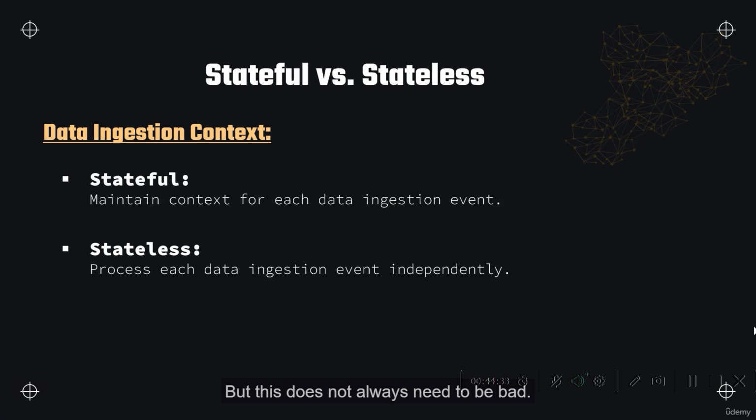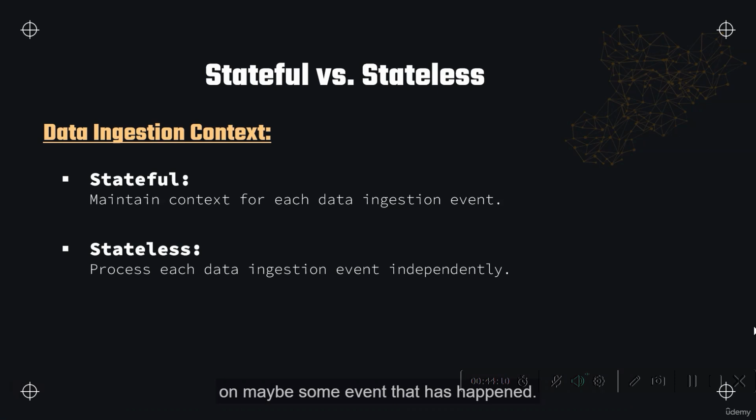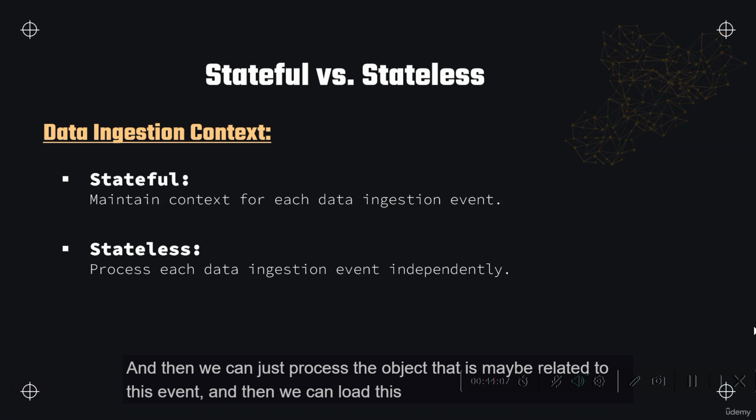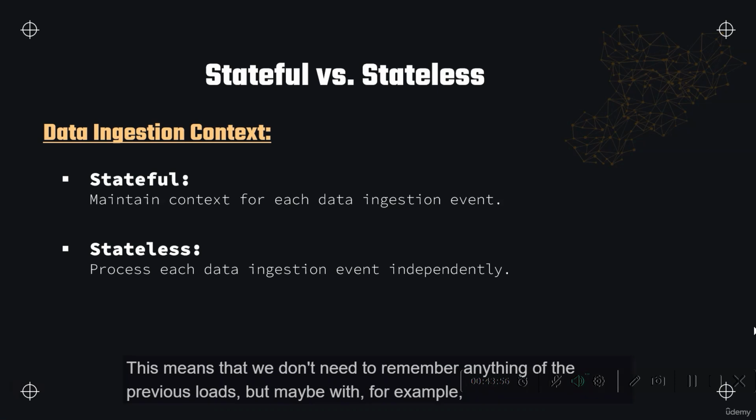But this does not always need to be bad, because sometimes we just don't want to store anything. So this can be a little bit more simple. Nothing of the previous runs needs to be stored. For example, in AWS Lambda, we can just execute some code based on some event that has happened, and then we can process the object that is related to this event, and load this new object that was just given by the trigger. This means that we don't need to remember anything of the previous loads.